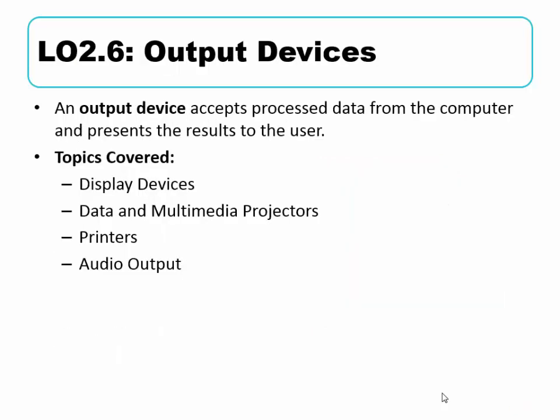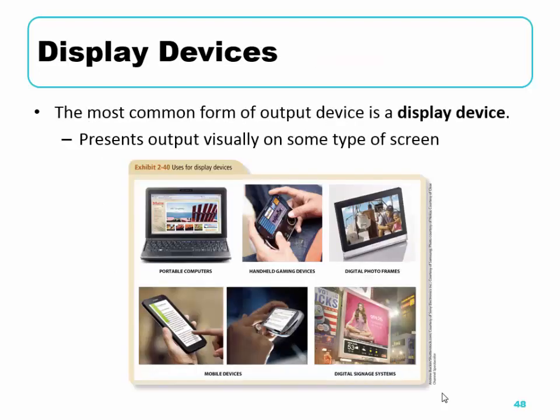Okay, output accepts processed data from a computer and presents it back in a readable or acceptable form to the user, either in audio or written. You have your display devices, you have your multimedia projectors, printers, and audio output devices. The most common form of output device is your display device, your monitor or your screen, and it presents output visually and in a form that we can read. It turns that binary back into something that we can read.